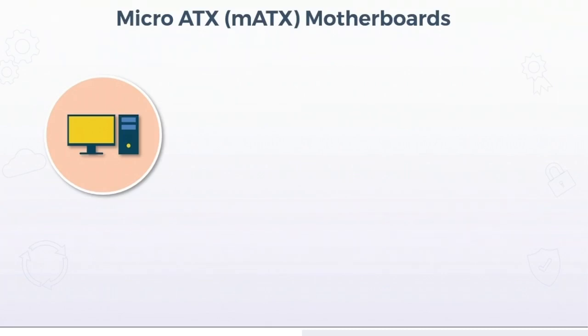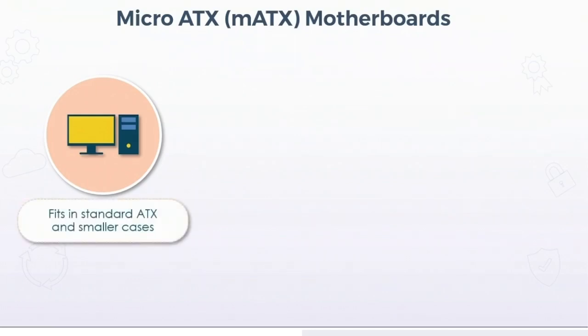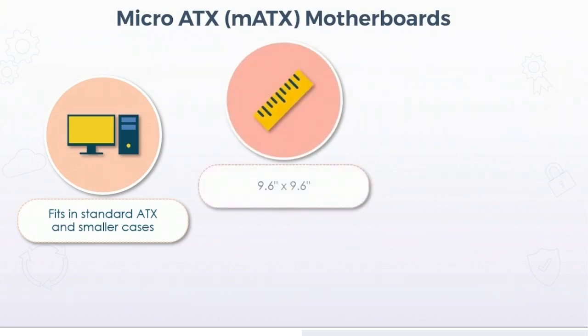Hence, the M-ATX is a micro version of the ATX. Now, it was designed so that it could still be used in a standard ATX case if need be, but it could also be installed into smaller cases when space for the computer as a whole was limited. The M-ATX board is the same width at 9.6 inches, which is why it could still be used in a standard ATX case, but it wasn't as tall. In fact, it was actually square, measuring 9.6 inches in both height and width.